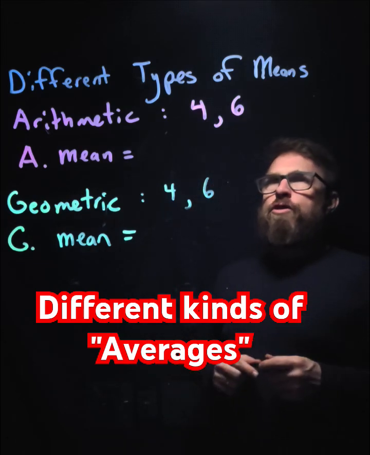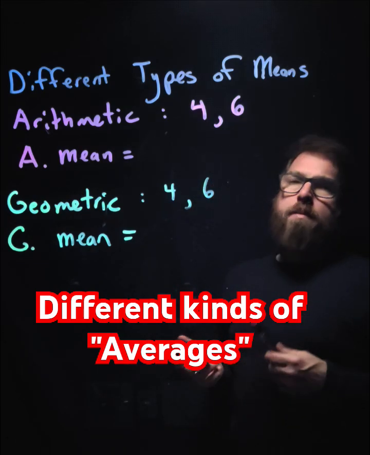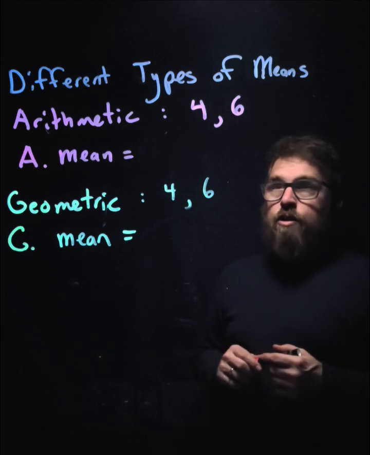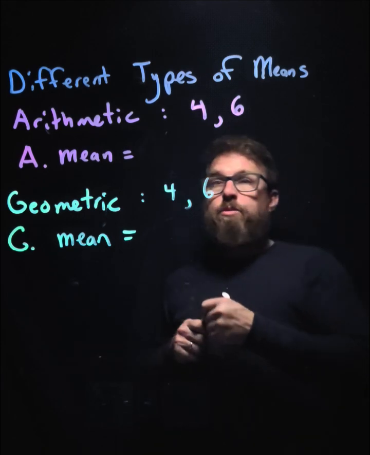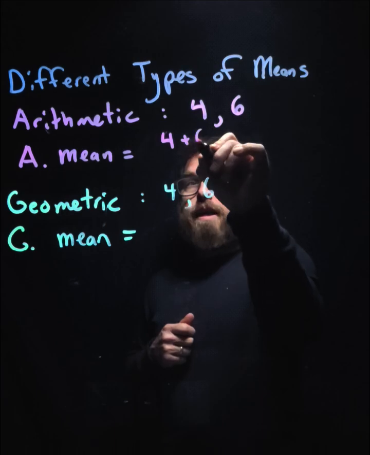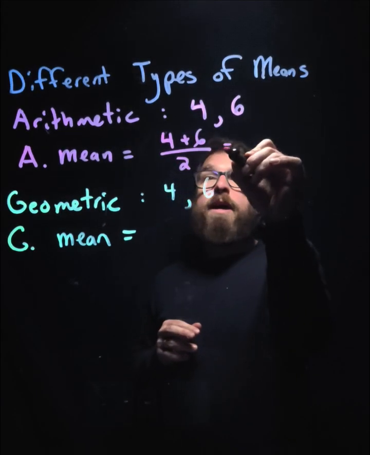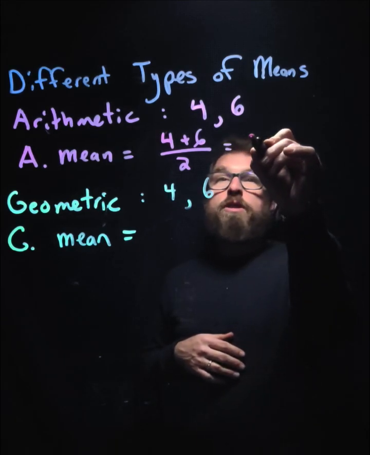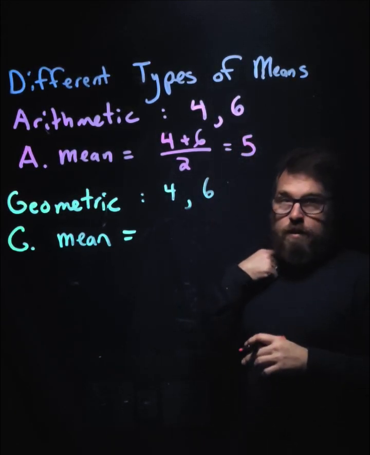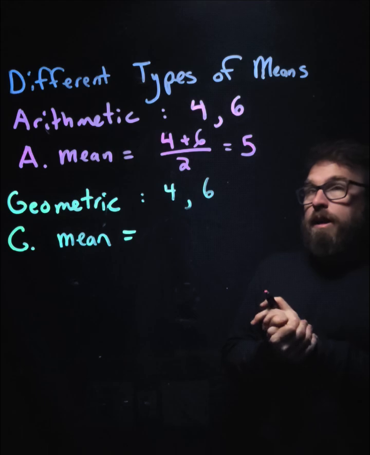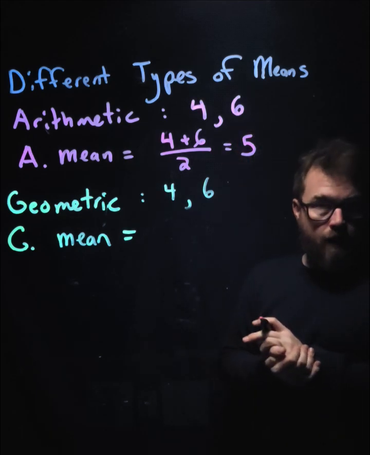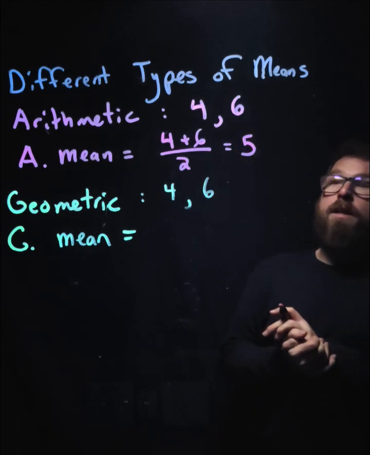So today I want to talk about two types of means. The arithmetic mean is something you're likely familiar with. So if I want to find the arithmetic mean of 4 and 6, what we do is we take 4 plus 6, and then we divide it by how many numbers are in that set, which is going to be 2. So we get 10 divided by 2, which is going to be equal to 5. Now, what's nice about a mean is I should get a number somewhere between 4 and 6. In this case, it's exactly in the middle.